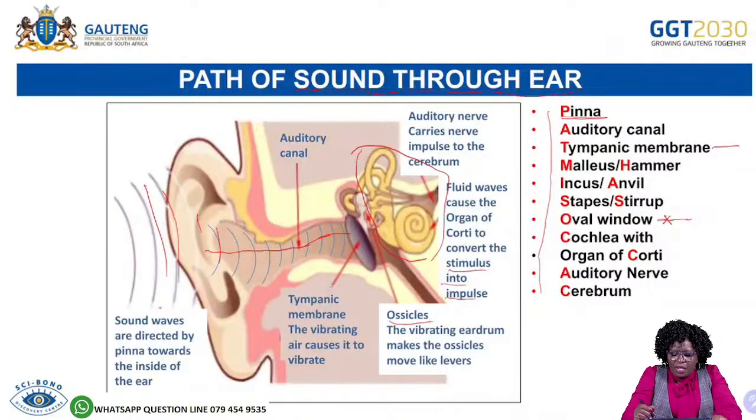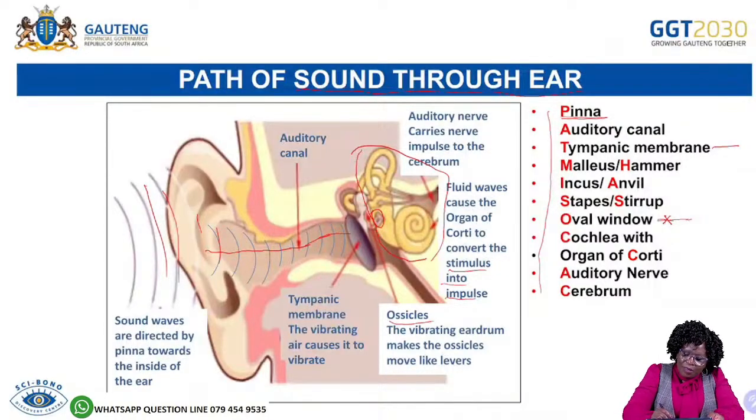impulse. What does that mean? It means that the moment we have got the stapes that have vibrated, the oval window now is going to pick the vibrations and create now pressure waves. Pressure waves because now the environment is fluid.